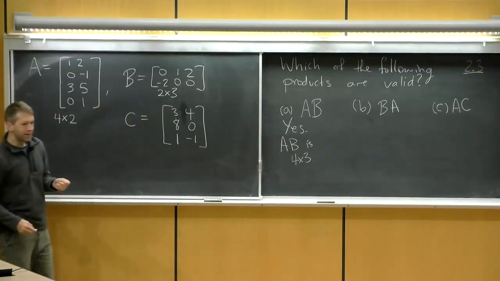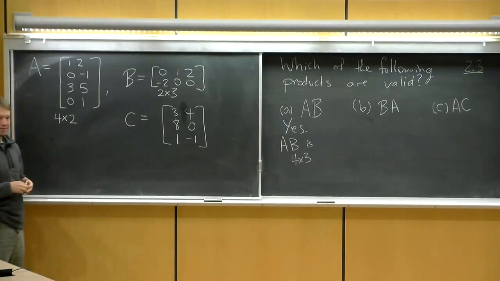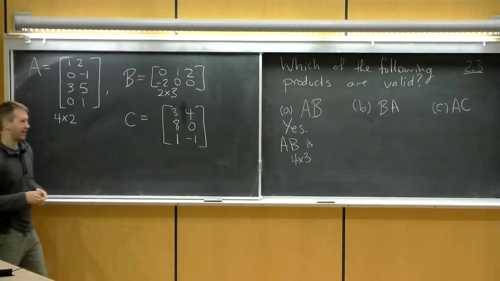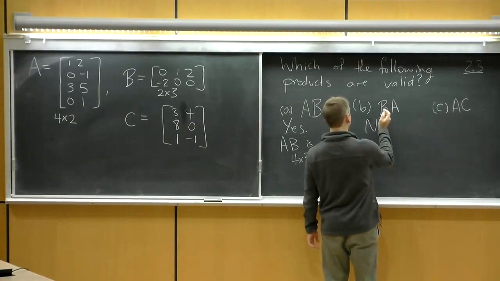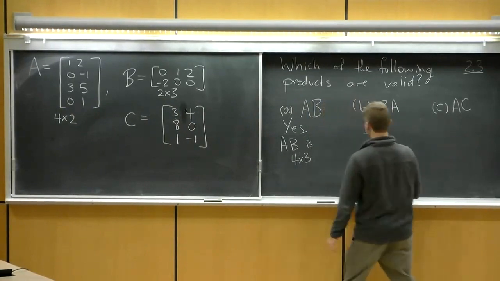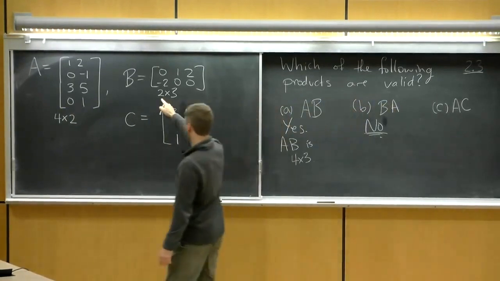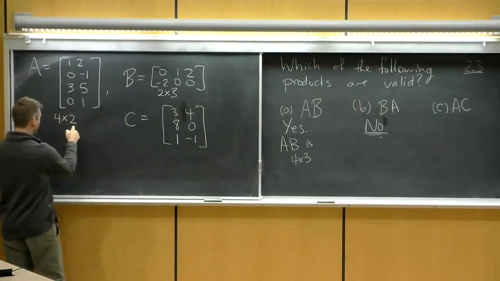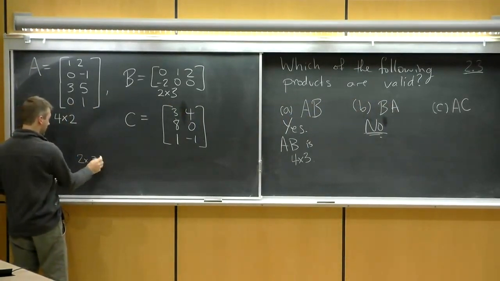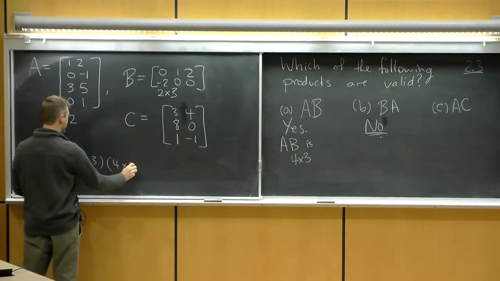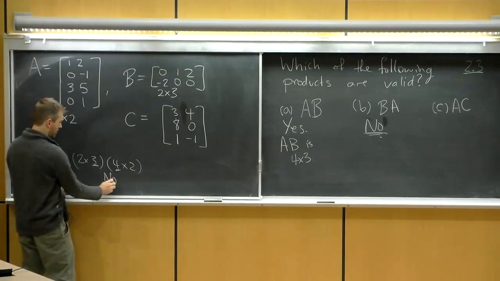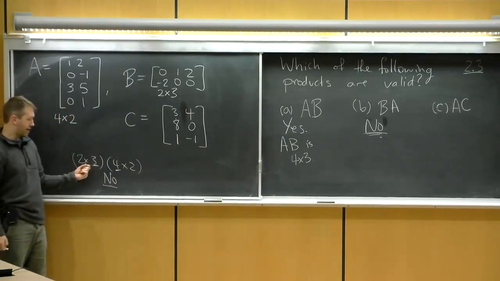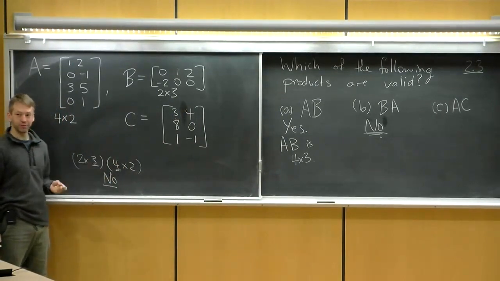Am I allowed to do B times A? Thumbs up, thumbs down. Okay, yeah, indeed, this is not valid, because B is 2 by 3 and A is 4 by 2. If I do a 2 by 3 and a 4 by 2, this does not match. So you can't multiply a 2 by 3 by a 4 by 2.